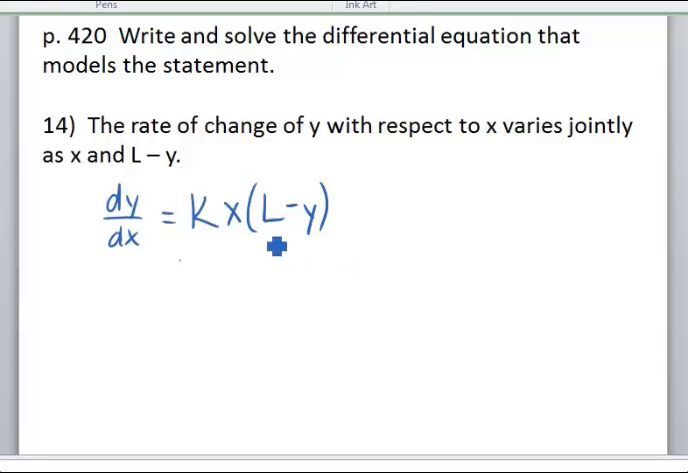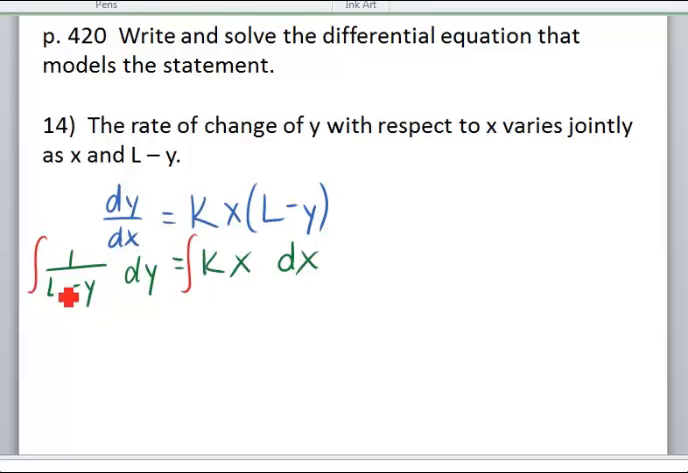This time a little bit harder differential. I'm going to have to divide each side by the L minus y. Now make sure you know that L is really just a constant. And then I have k, x, dx. Once your variables are separated, we can integrate both sides. This is an ln. This would be the ln of absolute value of L minus y, almost.